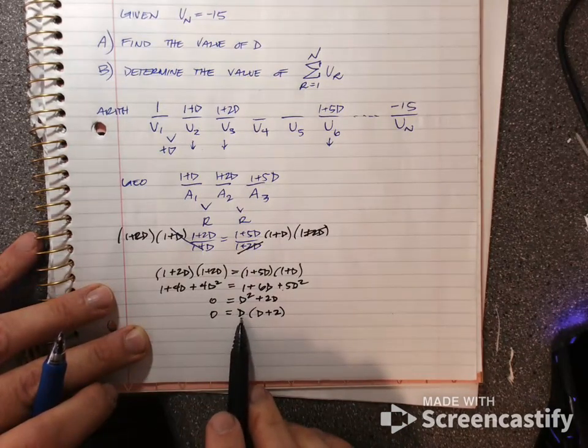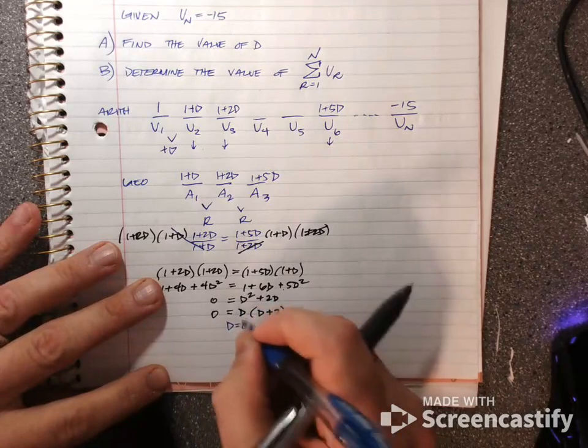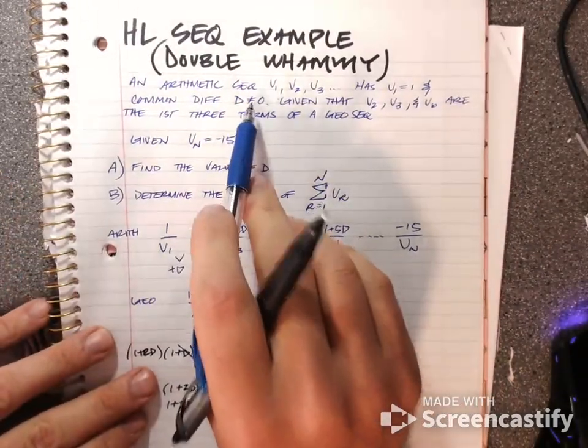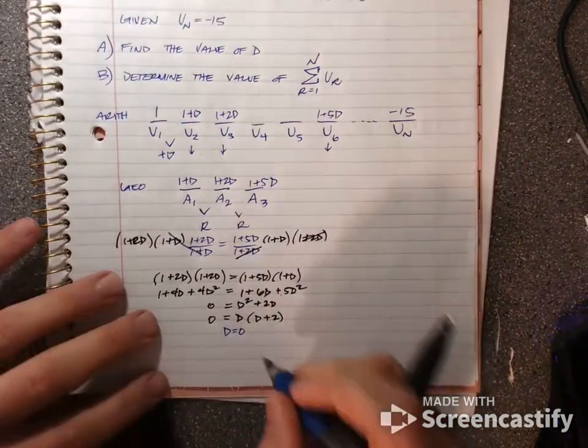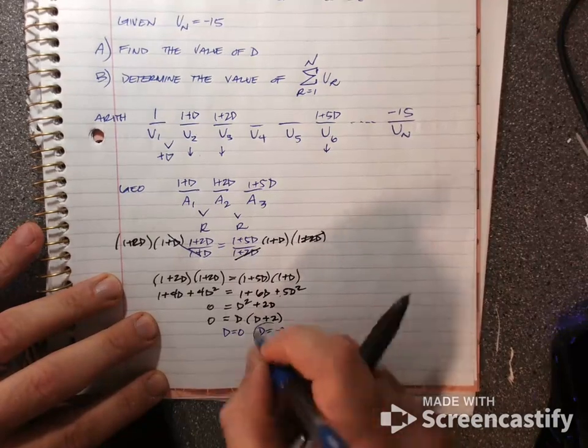So D is either from this factor, D is either 0 to make this a true statement, which is said in the original statement here. It can't be 0, so that was a decoy answer. Instead, the answer comes from this factor, D equals -2.